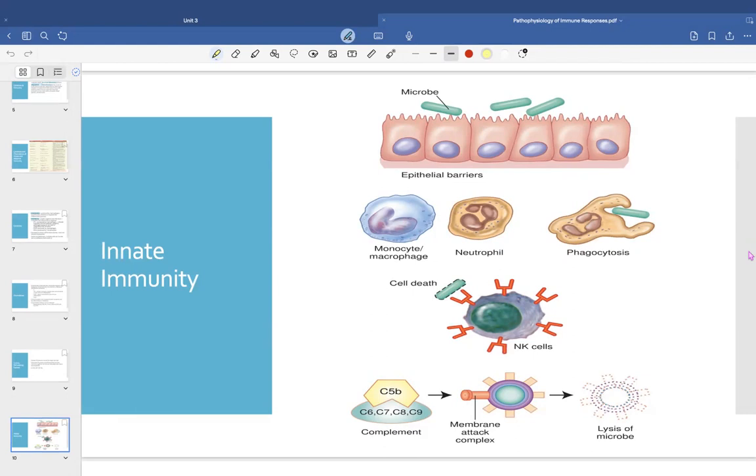You know, it's a barrier to microbes. Okay, and as long as you have intact skin, the bacteria don't necessarily have a portal of entry. Okay, so that is one of our barriers. You have monocytes, which become your tissue macrophages, your neutrophils, your phagocytes. Okay, neutrophils, monocytes, and macrophages are all phagocytes. Okay, they can engulf and destroy bacteria once they invade.